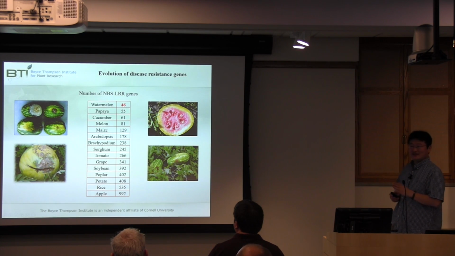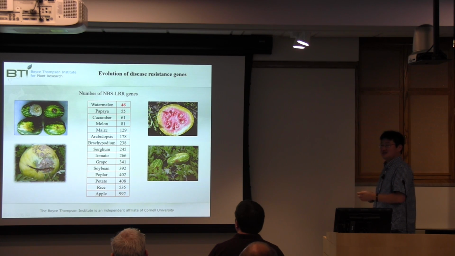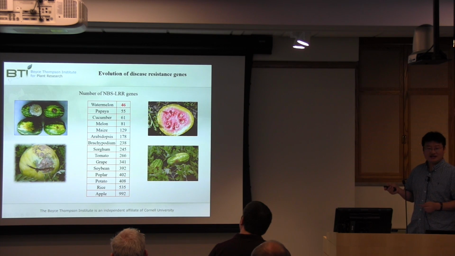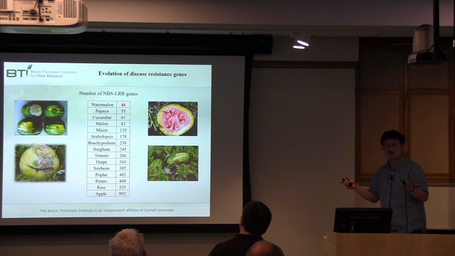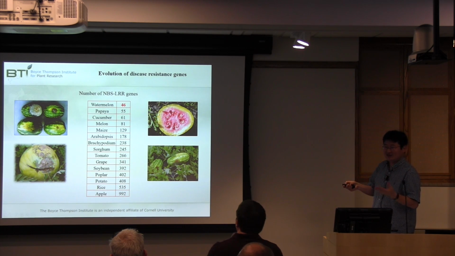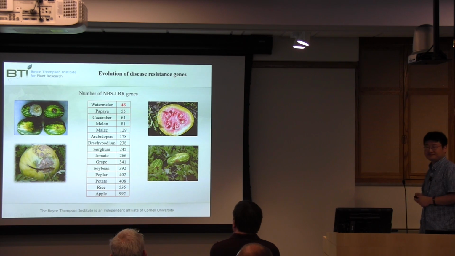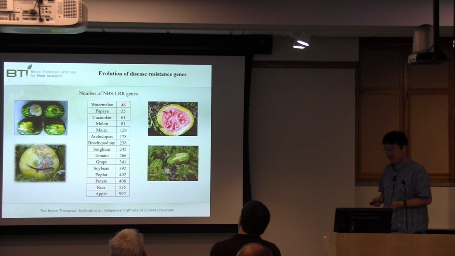So, as I mentioned before, a major problem for watermelon is disease. And we checked the watermelon genome. We identified 46 NBS-LRR genes. That represents the least number of NBS-LRR genes in any crop genome. You can see Cucurbita species normally have very few, but watermelon has even fewer than cucumber and melon. And others like tomato have several hundred, but in watermelon you only have 46. That causes problems for watermelon.